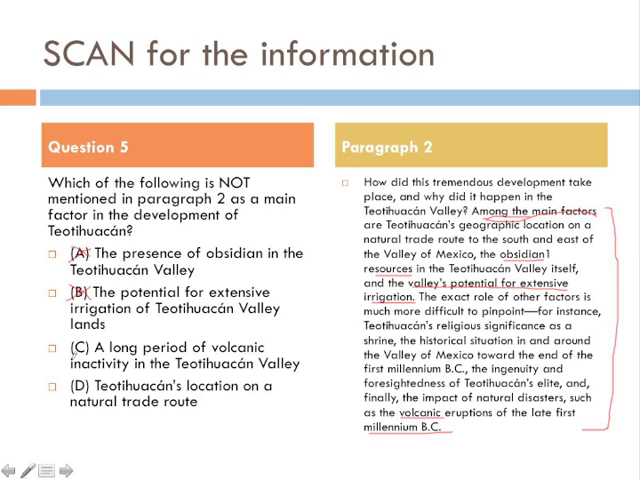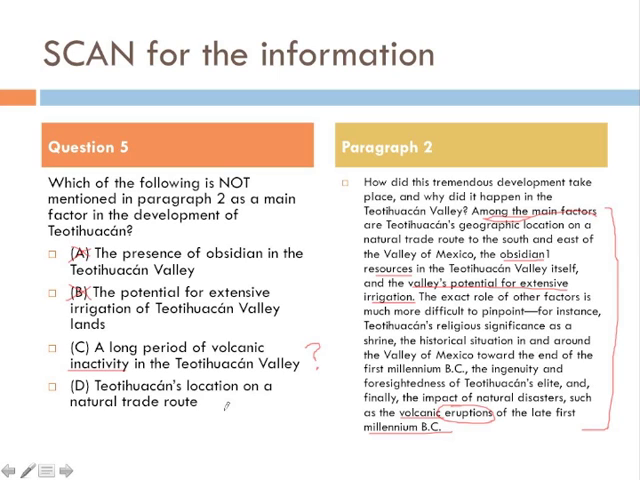Well, in the actual answer choice, it mentions the period of inactivity. But in the reading, it seems like these volcanoes had been erupting and did produce some kind of potential disaster. So, in this case, let's put a question mark next to this one and come back to it.